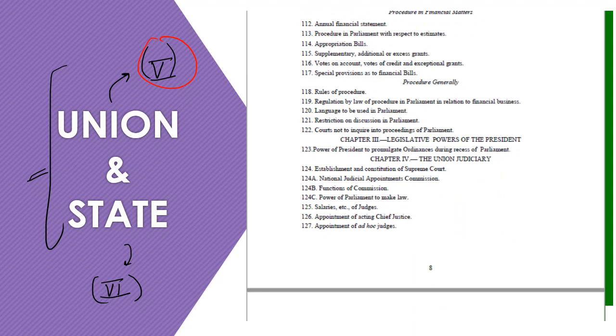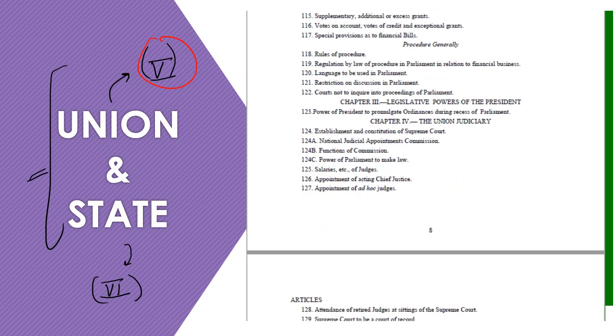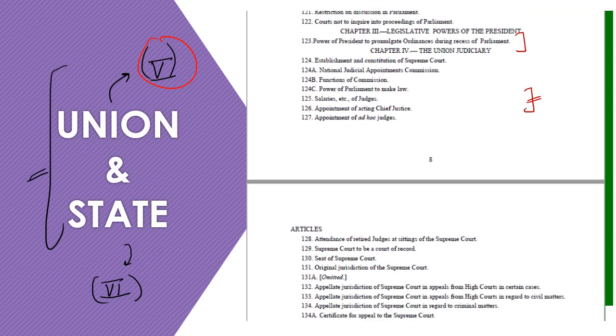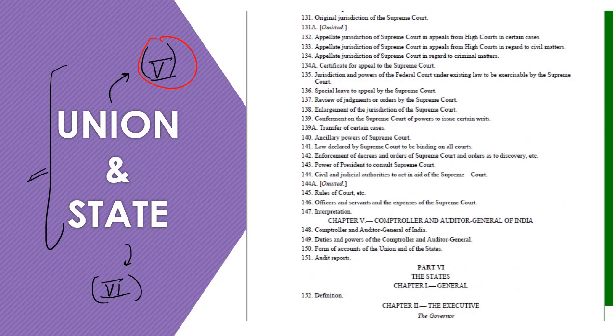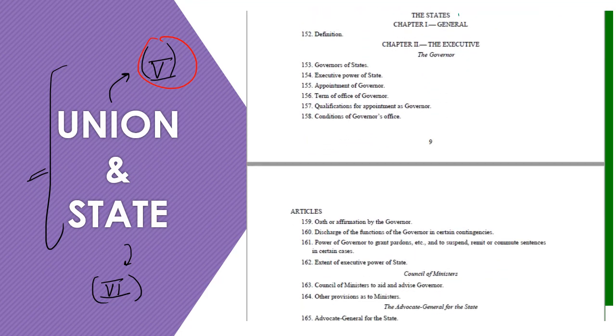I scroll down further, and then you can see the legislative power of the president, which basically means the president also can legislate. I will talk about that in a bit. You can also see the union judiciary, and the union judiciary is basically the Supreme Court. Now, we come to part 6. Part 6 talks about the state.